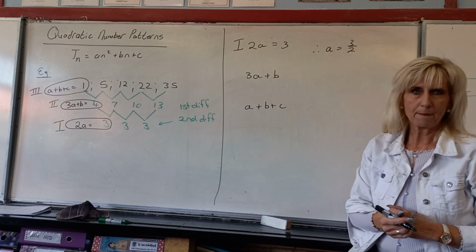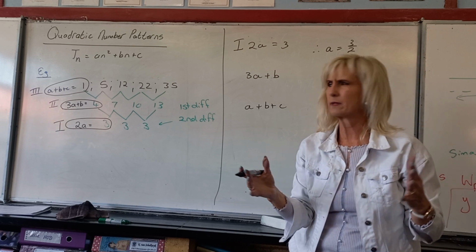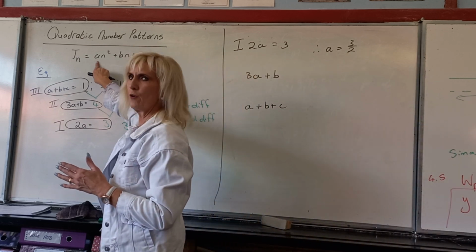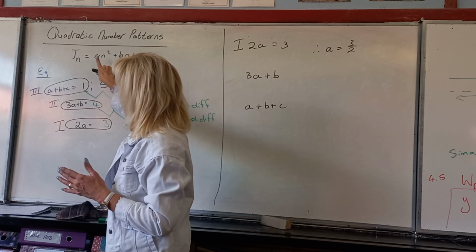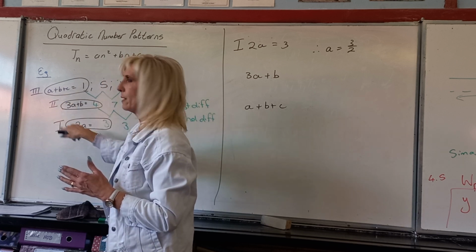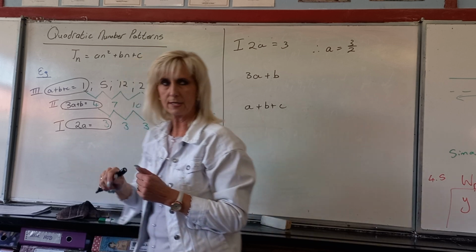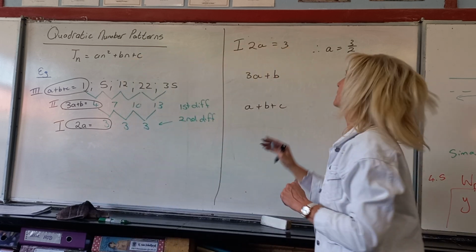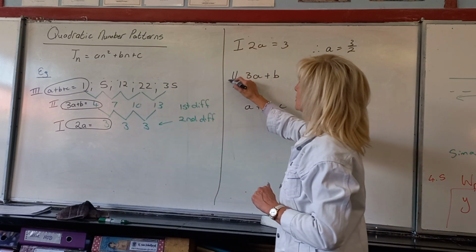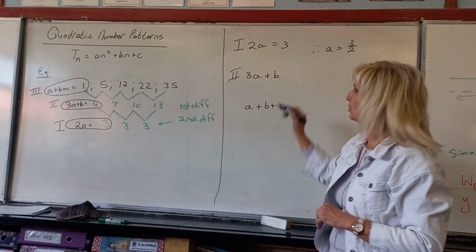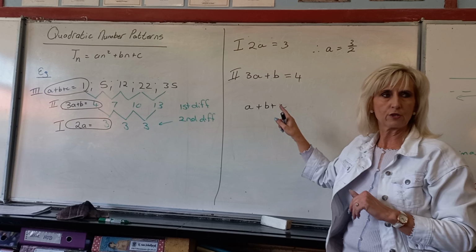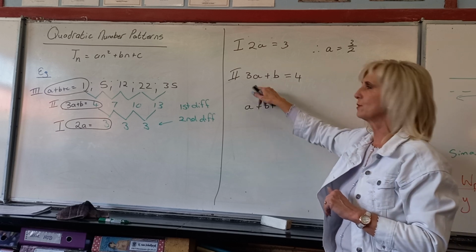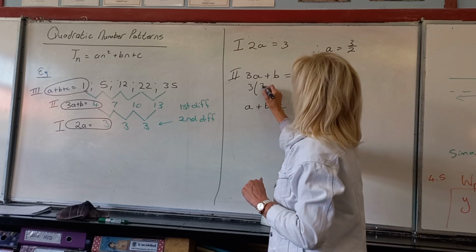Are you with me? What is this a I'm talking about? We're searching for a n squared plus b n plus c. That a and b and c is what I'm solving here. Alright, it's a pattern, a recipe, always. So in step number 2, I'll take the 3a plus b and I'll put it equal to. But now I have some more work to do. I can substitute the a with 3 over 2.